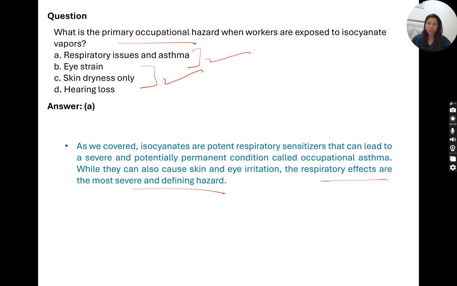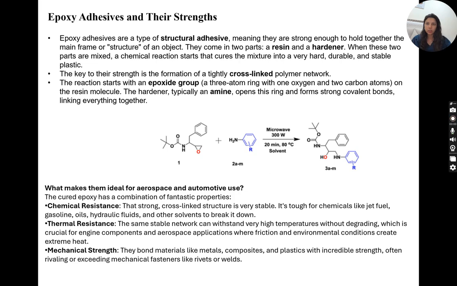Okay, so I guess these questions are clear to everyone. So let's move forward to the next one. Okay, so the next one is not exactly a question. It's a topic which says epoxy adhesives and their strengths. So this is a completely new topic, epoxy. So what are these kinds of epoxy adhesives?